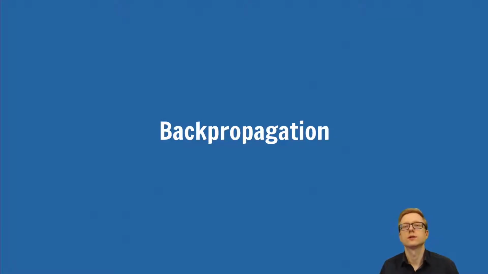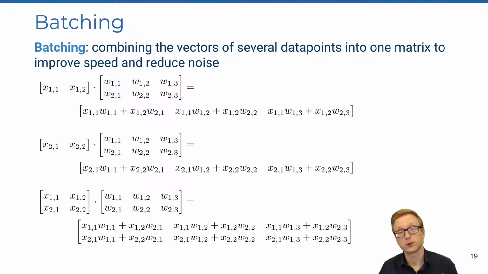In this video, we'll talk about backpropagation. Before we get to backpropagation, let's talk about batching. Batching is the process of combining the vectors of several data points together into a matrix and passing this all through the network at the same time.